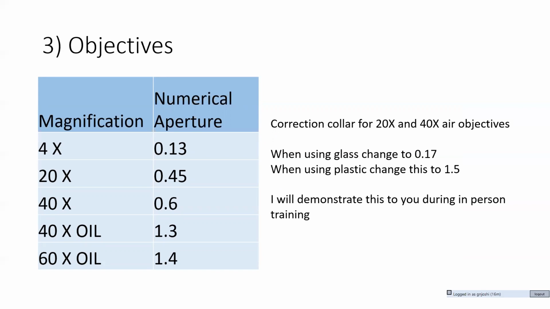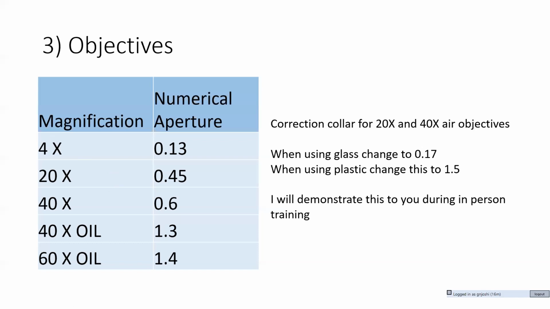Three of them are air objectives, for example, 4x, 20x, and 40x. They have numerical apertures of 0.13, 0.45, and 0.6. I'll talk in a bit about what numerical aperture means and what its importance is. We also have oil immersion lenses. The oil immersion lenses that we have are a 40x and a 60x oil lens.